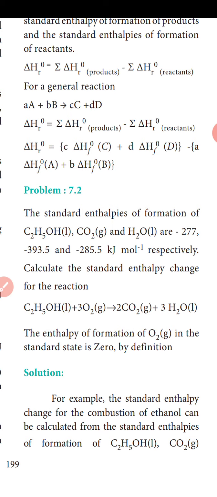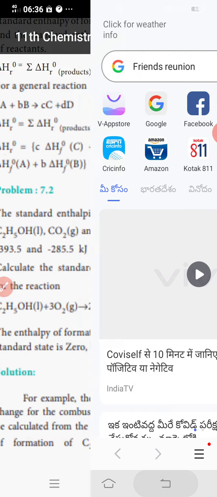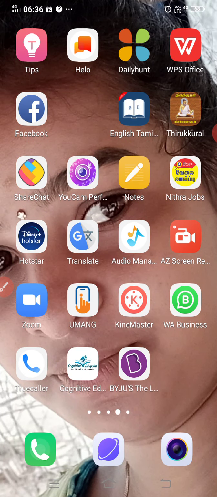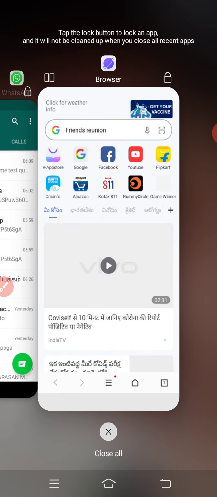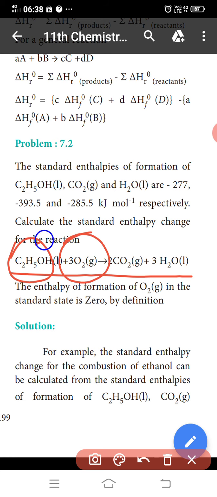See this reaction: ethyl alcohol reacts with oxygen to give the products carbon dioxide and water. The enthalpy of formation of O2, in its standard state, is 0 by definition.